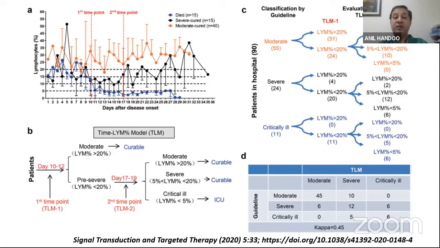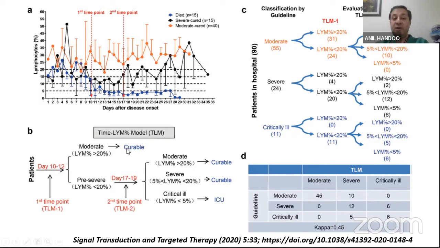In addition to this, there were other studies which I saw in the literature, and they talked about how they have been using the time and the lymphocyte percentage model to segregate patients into various subtypes, and also looked at how they eventually got cured or went into an ICU. So if you look at this, they took two distinct time points, and at these two time points, they looked at the patients who were moderate, who were severe, and who eventually also died.